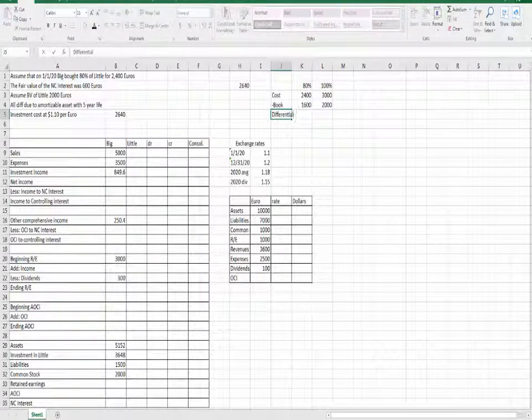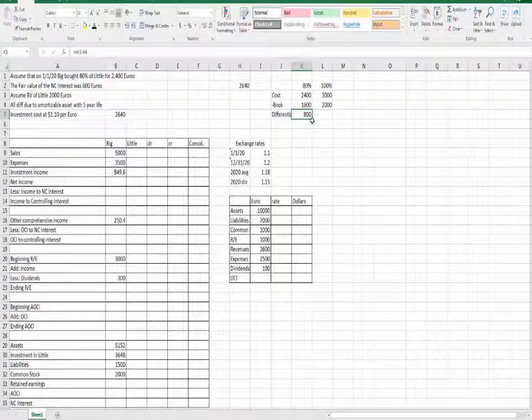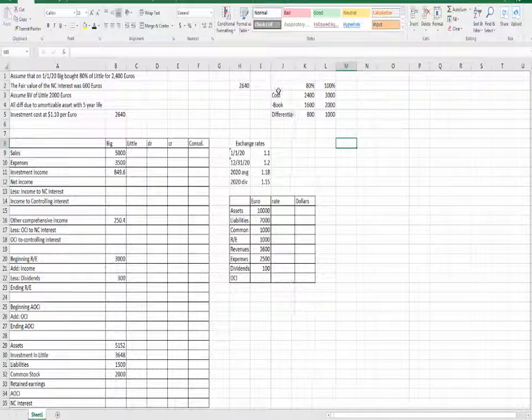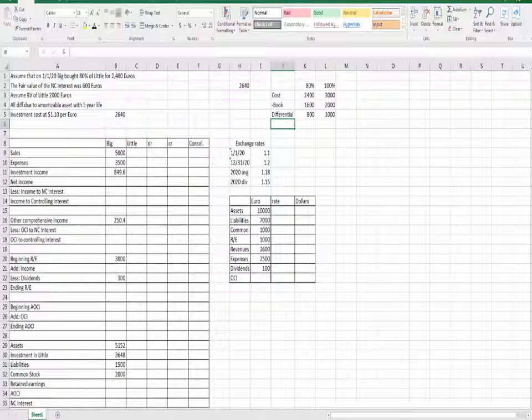For a differential, our share is 800, total 1,000. Again, the assumption is that that entire differential is due to some sort of amortizable asset with a 5-year life, and so the annual amortization is going to be, again, total amortization 200, our share 80% of that, or 160. Okay, so now we're ready to go.